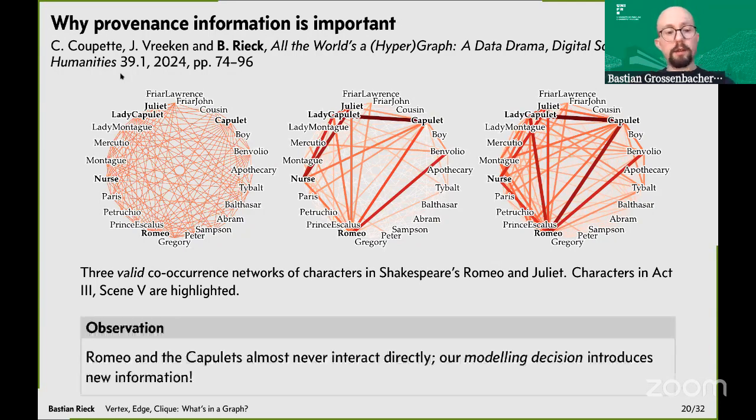And one observation that you can make, it helps if you've read the play, but now you have to take it on trust, is that all these representations show that Romeo and the Capulets are interacting. They're always connected very, very strongly. But the thing is that this never really happens in the plays. If you read the play, there's almost never a direct interaction between Romeo and the Capulets because they are sworn mortal enemies. And so, in a way, the modeling decisions, the rules that we use to build this co-occurrence network, introduce new information and some kind of bias.